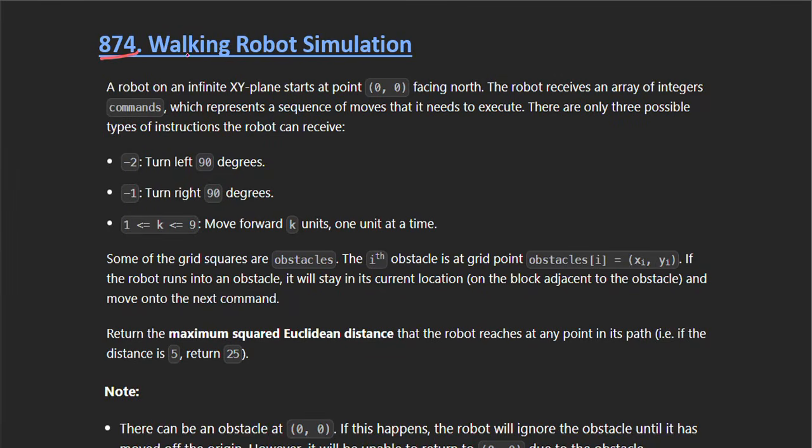Today's LeetCode question is 874, Walking Robot Simulation. Basically, in this question we are given an infinite XY plane, and our robot's starting point is 0, 0. It is facing in the north direction, right?